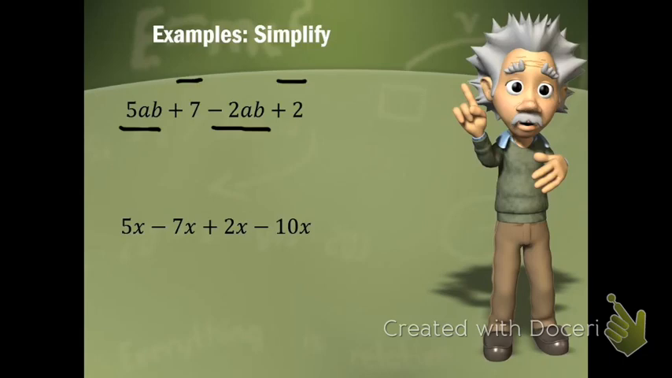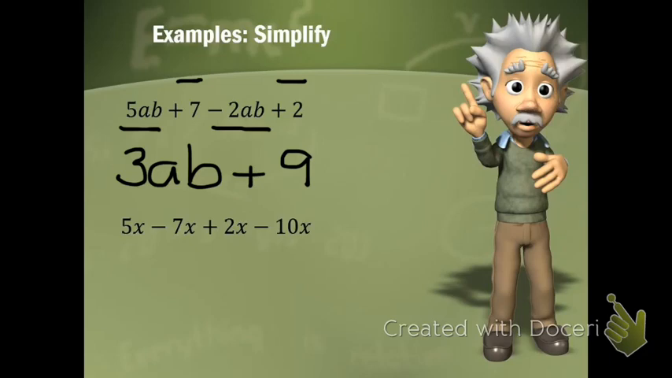So we have 5 lots of ab minus 2 lots of ab. Remember, the sign to the left is the one that we're looking at. So 5ab minus 2ab is 3ab, because we've got 5 lots of ab and we take 2 lots of ab away. That gives us 3 lots of ab. Then we have 7, a positive 7, plus 2. 7 plus 2 is 9. So that's our answer. Looking at the terms now, we've got 2 terms, 3ab and 9. They're not like terms. We can't simplify it any further.